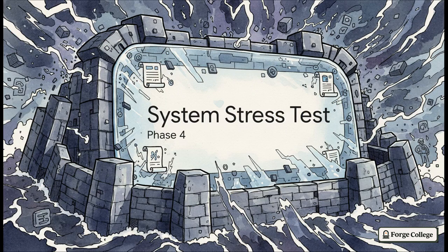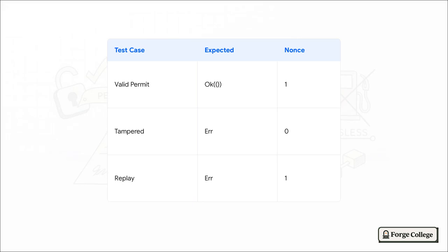Let's put this to the test. Phase 4, System Stress Test. Okay, the really crucial point here is this matrix. We are pitting our verification engine against 3 specific archetypes: the good user, the sneaky hacker, and the time traveler. Let's see how our engine reacts to each one of them.